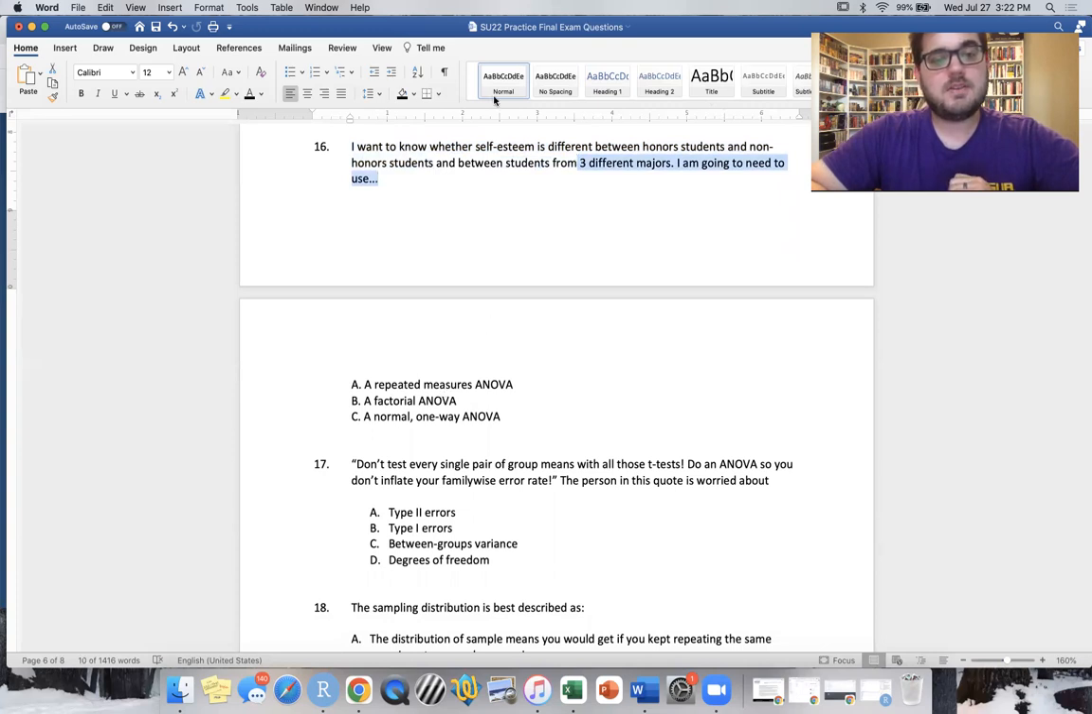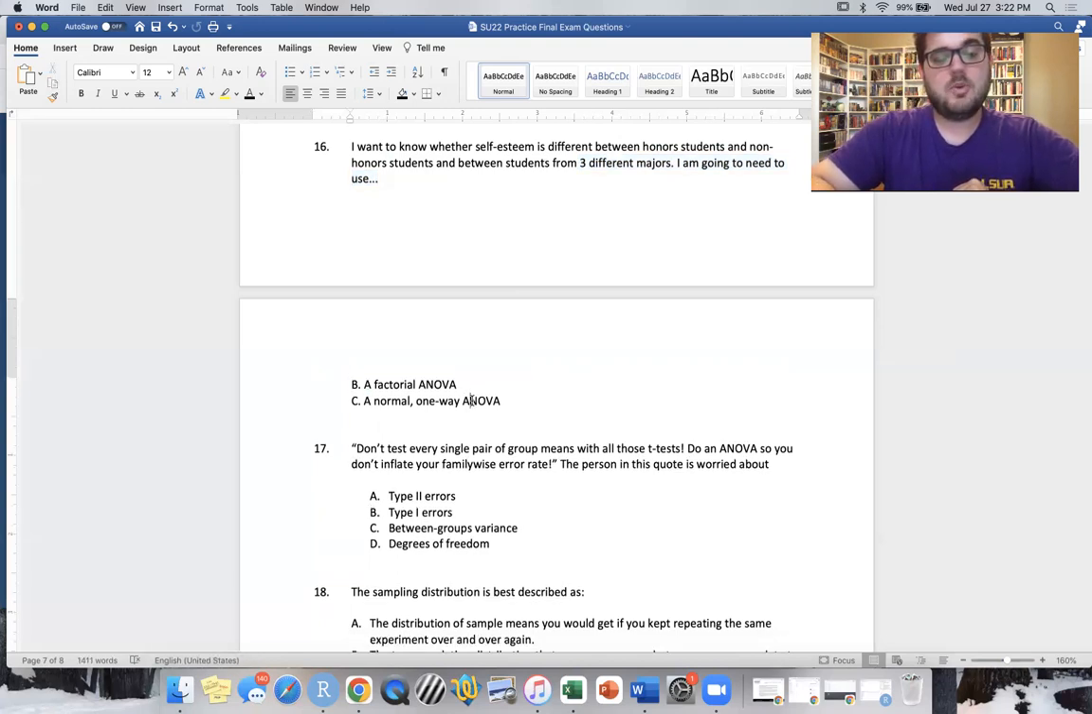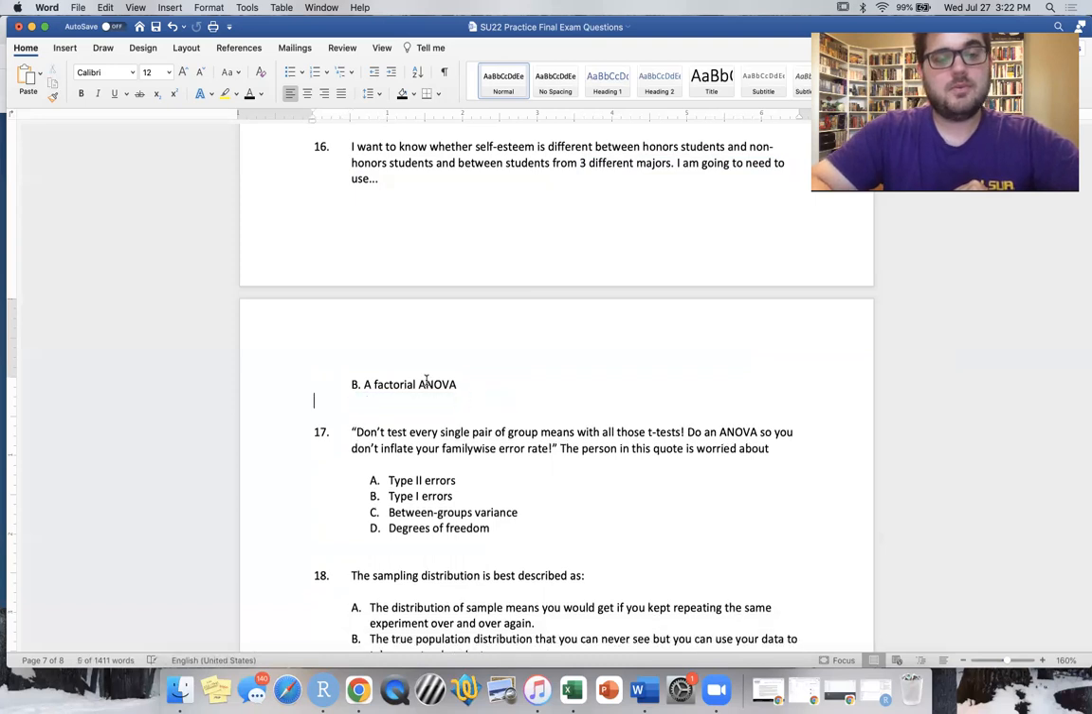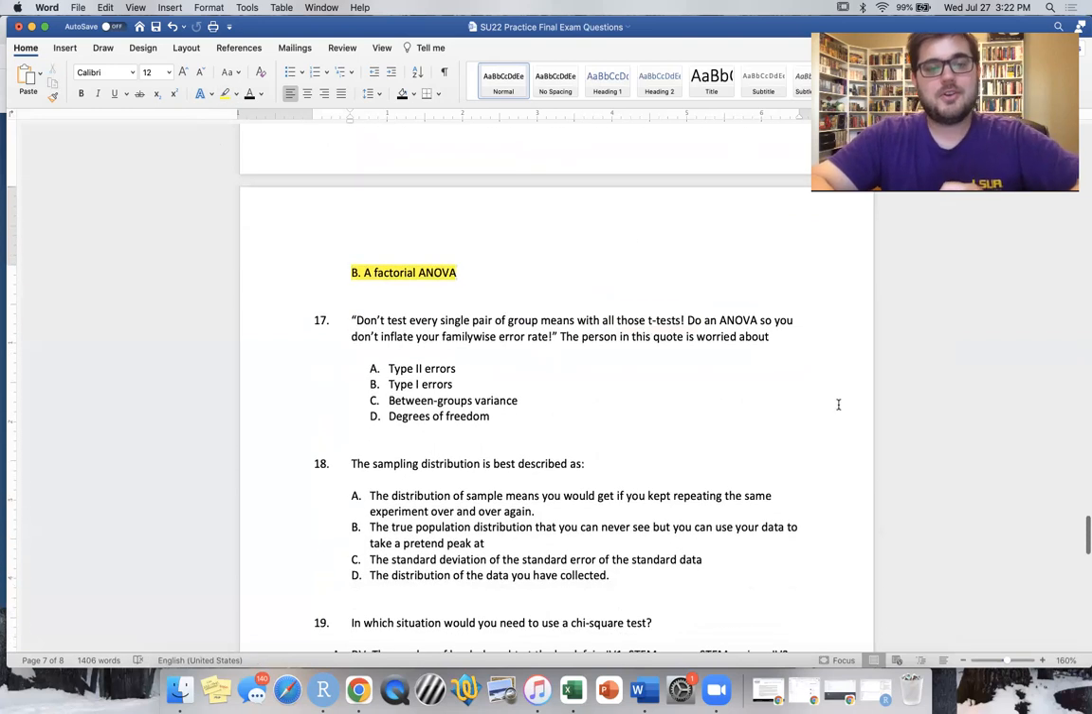It wouldn't be repeated measures because you definitely can't be in honors and not be in honors at the same time. I guess you could have multiple majors, but I think this is not the best answer. And it couldn't be a normal one-way ANOVA because there'd have to be only one factor, but there are multiple factors. So multi-factor factorial ANOVA is the way to go.